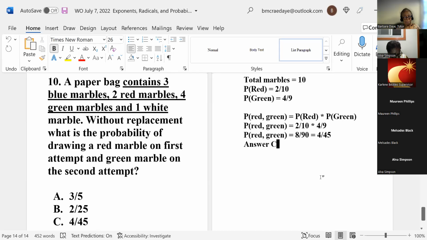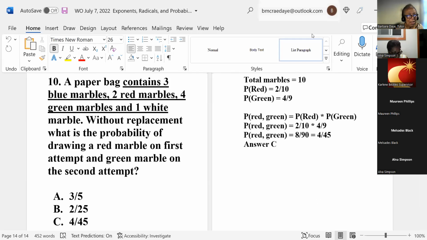So miss, when you have an 8 over 90, hold on a minute. You divide the top and bottom by 4. No, by 2. Tell her, that's two. Maureen, what did you do? You said 2 into 8 is 4 and 2 into 90 is 45, because 45 times 2 is 90. Okay, got you. Got it? Okay. Questions? Thank you.